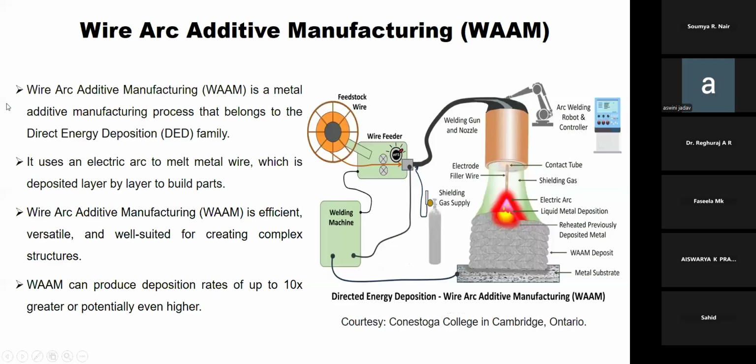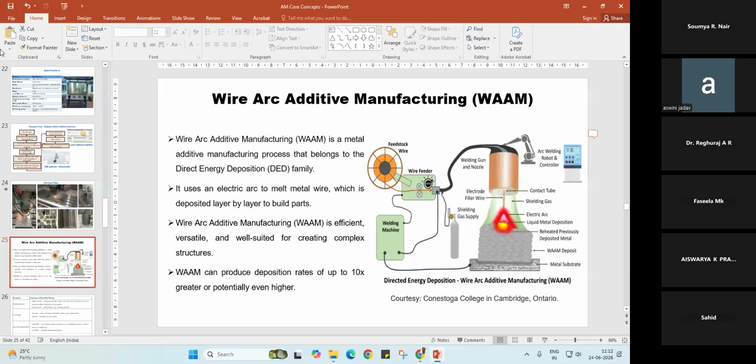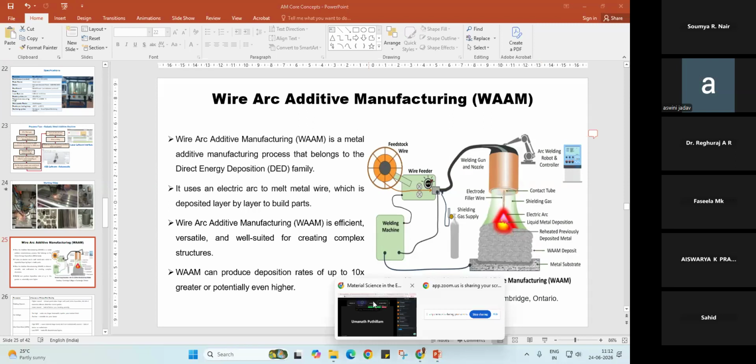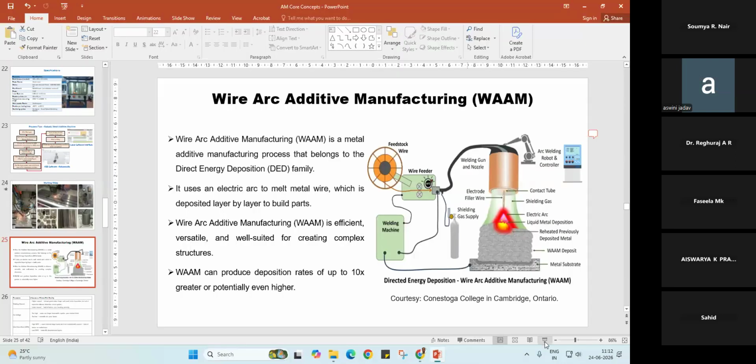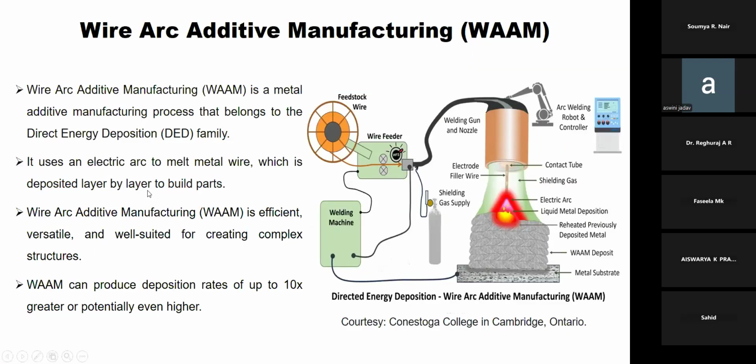So the next method is wire arc additive manufacturing. This also belongs to the DED family. But the major difference is two things. One is, as I already mentioned, the feedstock material will be in wire form. Hope my screen is visible.